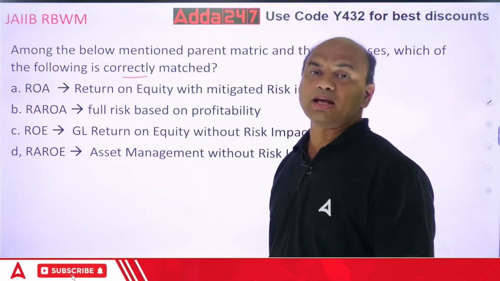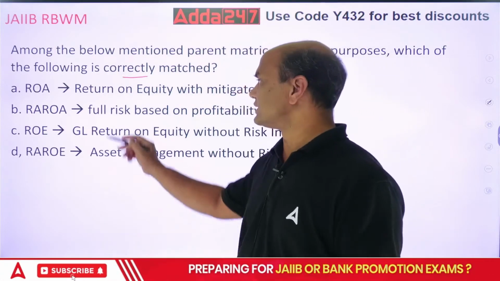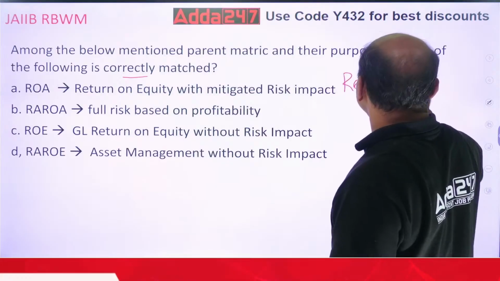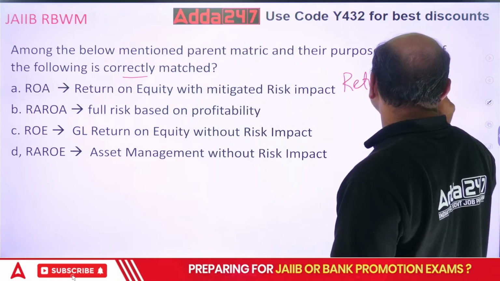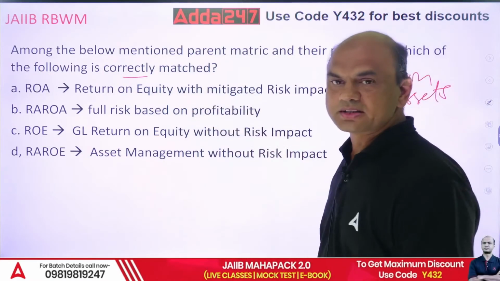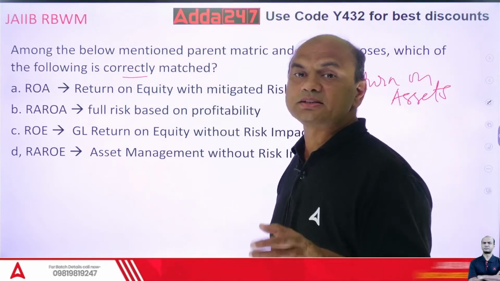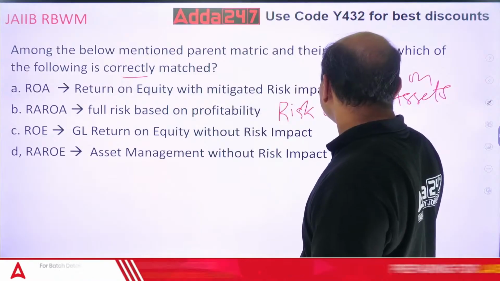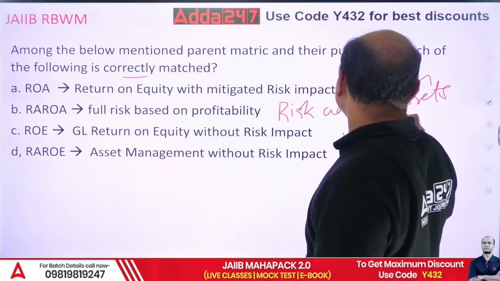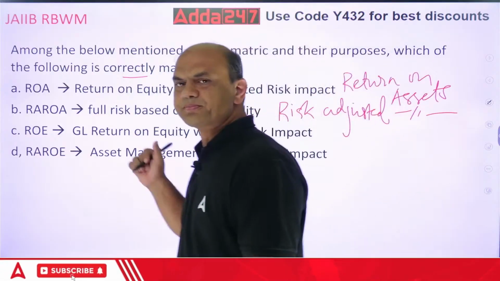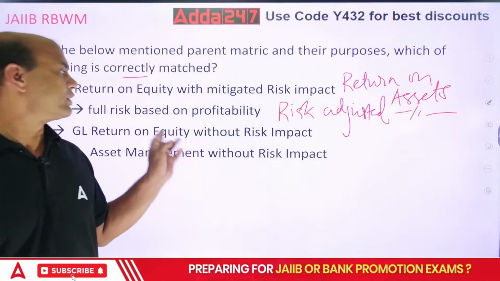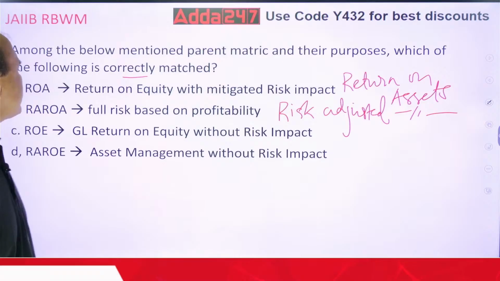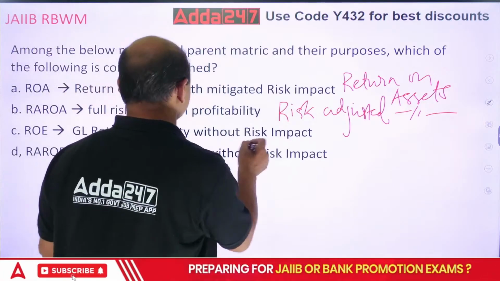ROA means what? Return on assets. See the full form: ROA is return on assets. RAROA means the same, where RA means risk adjusted, so risk adjusted return on assets. ROE means what? Return on equity. So return on equity, this is ROE.